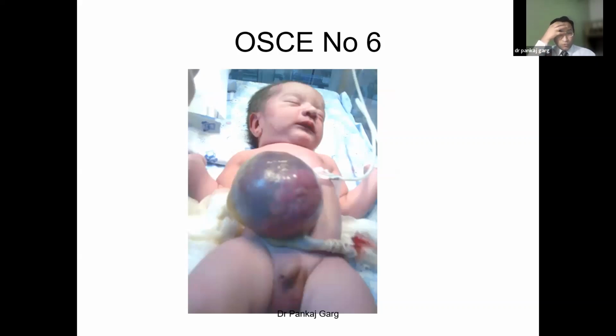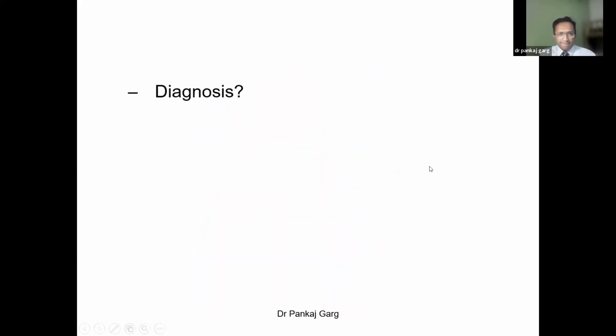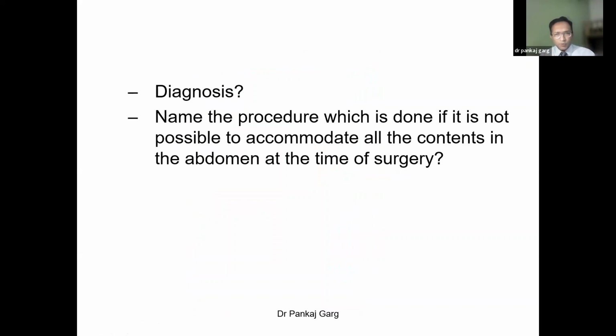So I'm sure all of you are able to pick up this X-ray. So this is omphalocele major. Okay. So now the question is, name the procedure which is done if it is not possible to accommodate all the contents in the abdomen at the time of surgery. We're expected to name that procedure which is done if you cannot do the complete corrective surgery. What is that procedure called?